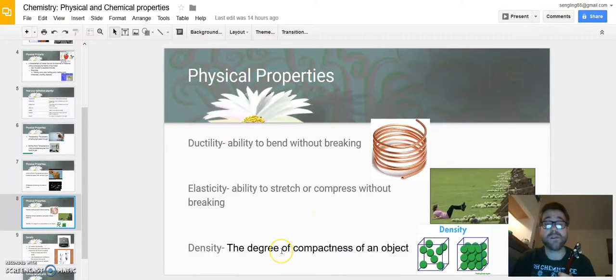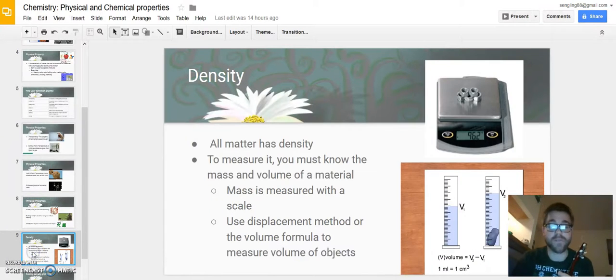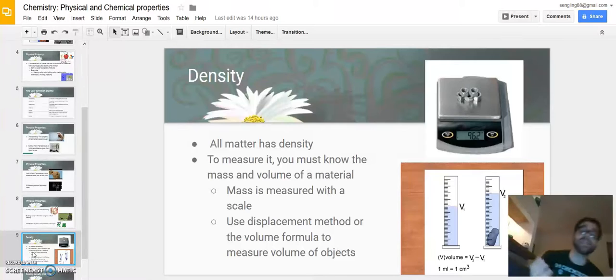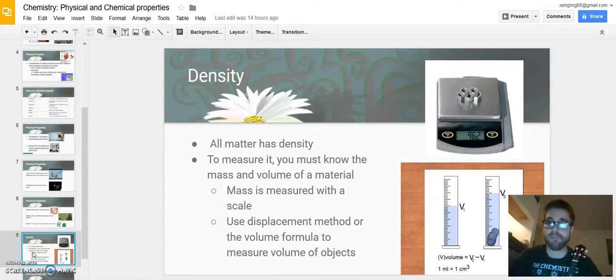Density is the degree of compactness of an object. How much matter is in an object. That's all density talks about. Density just talks about how much matter is in an object. The more matter, the heavier it is. So mass and volume is what you use to measure density. Mass is measured with a scale, and you use a displacement method or the formula method in order to measure the volume.